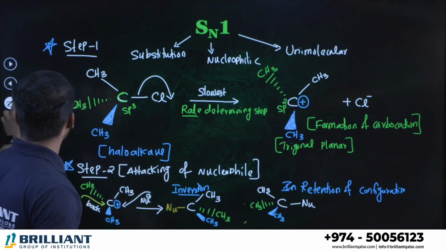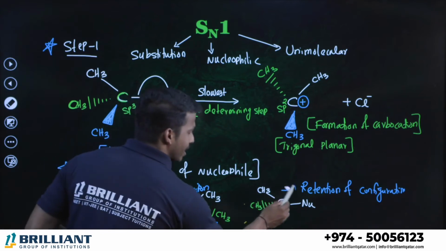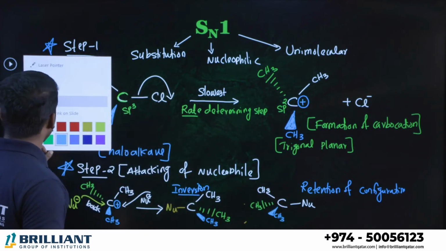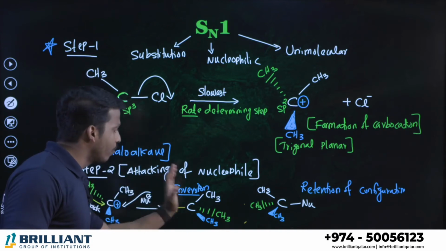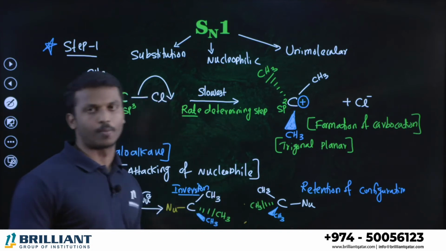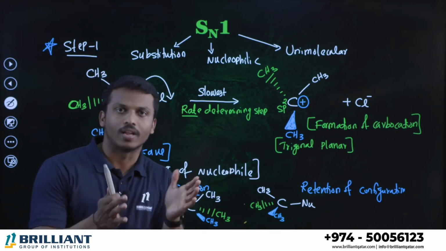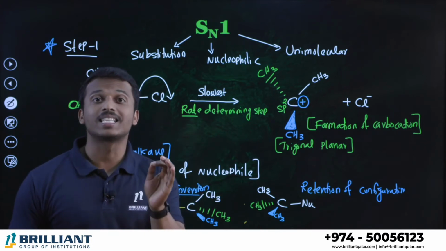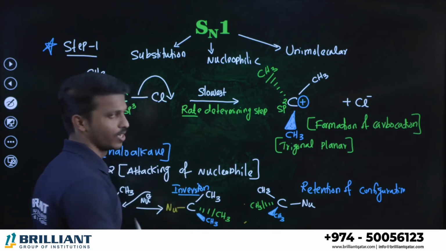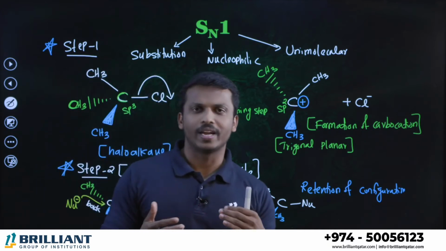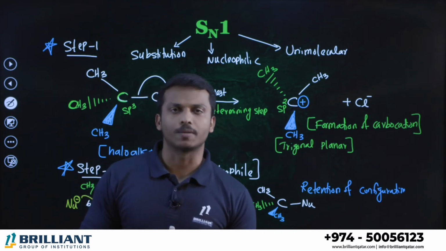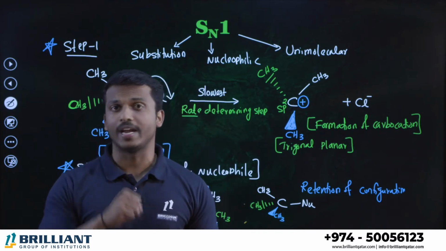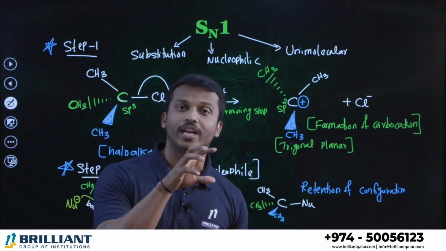So in the SN1 mechanism, there is a chance to get two types of product. One is the inverted product, one is the retention product. This mixture is known as a racemic mixture. In another video we can discuss the stereochemistry behind this. There are two types of substances, called dextrorotatory objects and levorotatory objects.